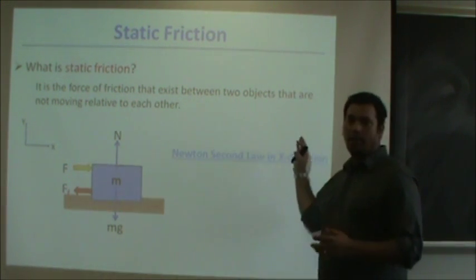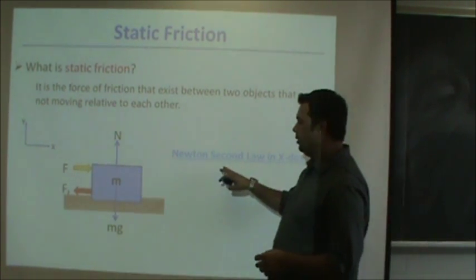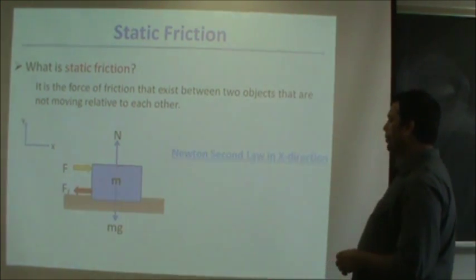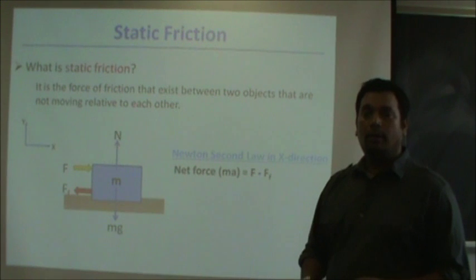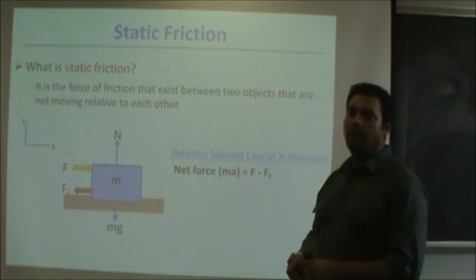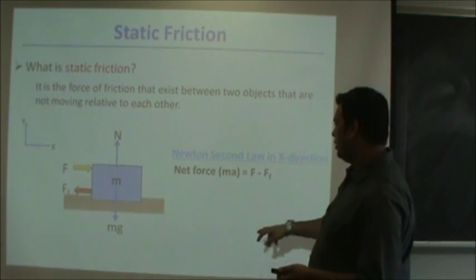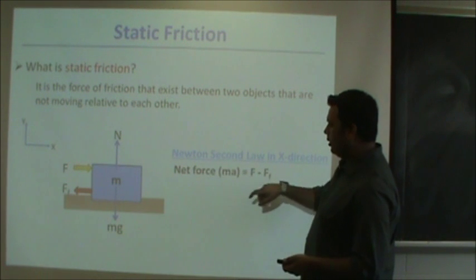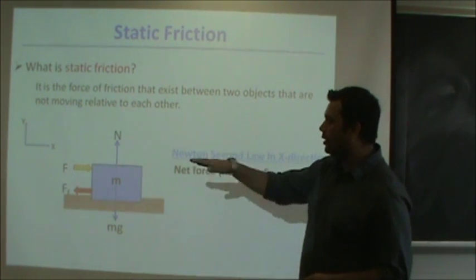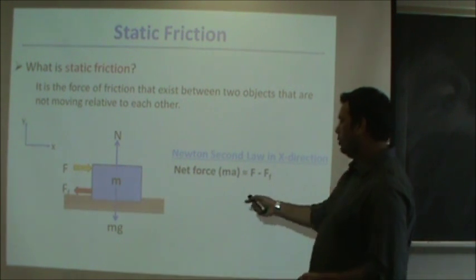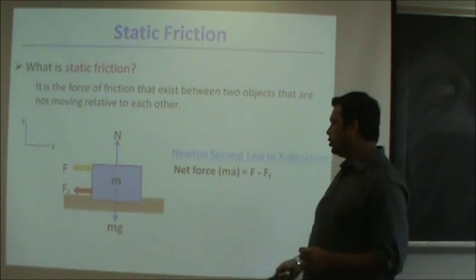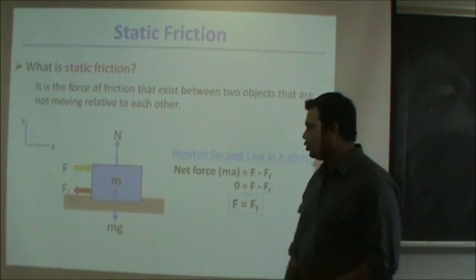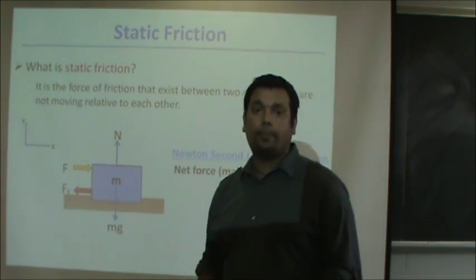We use Newton's second law all the time, and we use it in one direction. Let's use Newton's second law in the x direction. The net force, which is mass times acceleration, is equal to the sum of two forces. The first is the applied force in the positive x direction, and the force of friction acts in the negative x direction, so it's negative. And we know this object is at rest, so the acceleration is zero, and the applied force is equal to the force of friction.